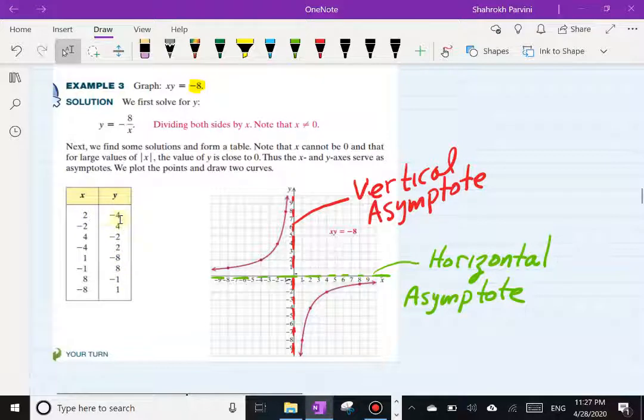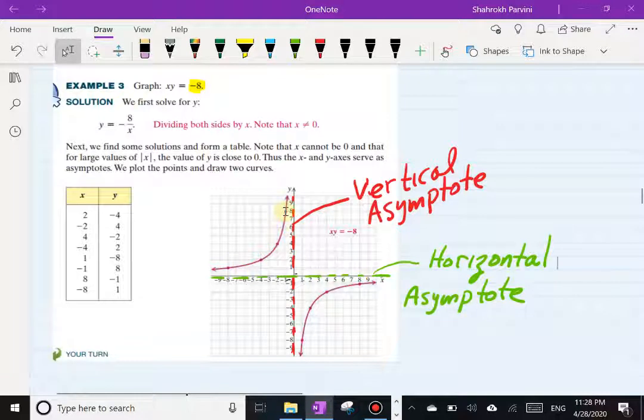So just to give you one point, when x is 2, you plug it into here. 8 divided by 2 is 4. Negative in front makes it -4. When x is -1, for example, you have 8 by -1 is -8. Negative of that makes +8. And there you go. And then they plotted these points.